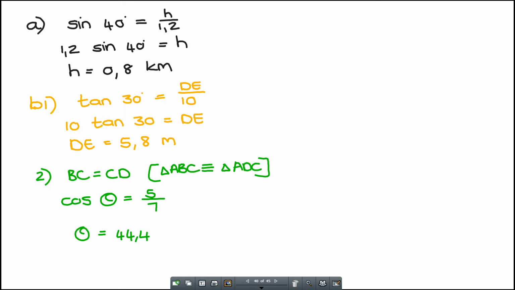At the top, it specifically said round it off to 1 decimal place. Sorry?